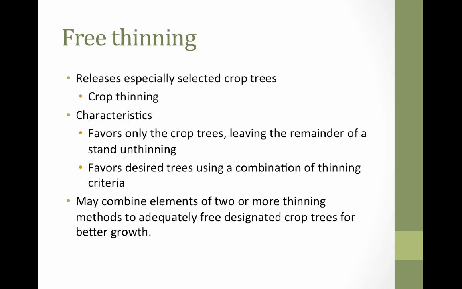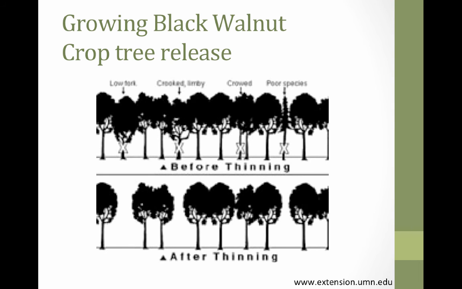So an example includes growing black walnuts, and this is from the Minnesota Extension, and we can see it kind of takes into account a lot of things. So we don't like the species. Maybe this one's a little crowded, but it's still a dominant tree. This one has a low fork. That one's crooked. So it's using these multiple criteria to really focus your growth on the trees that you're interested in.